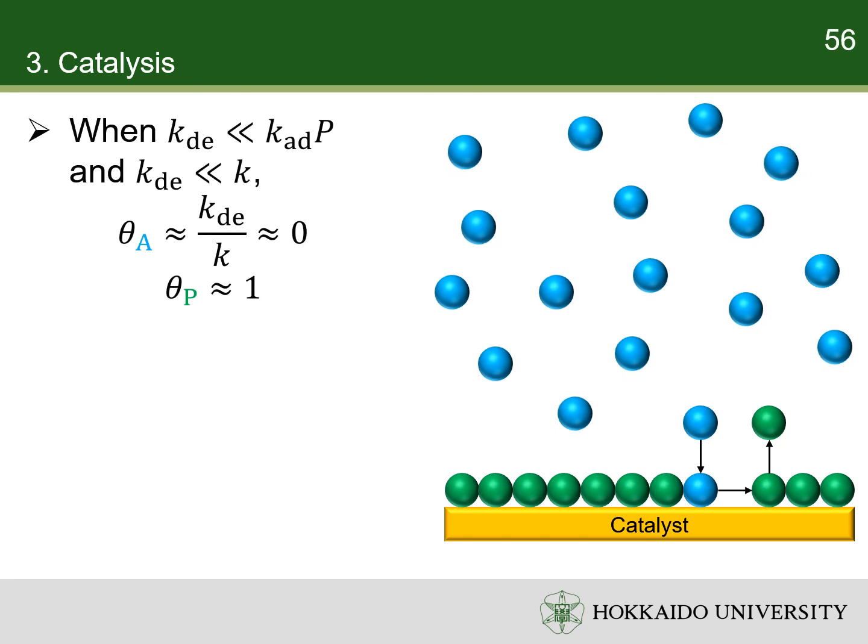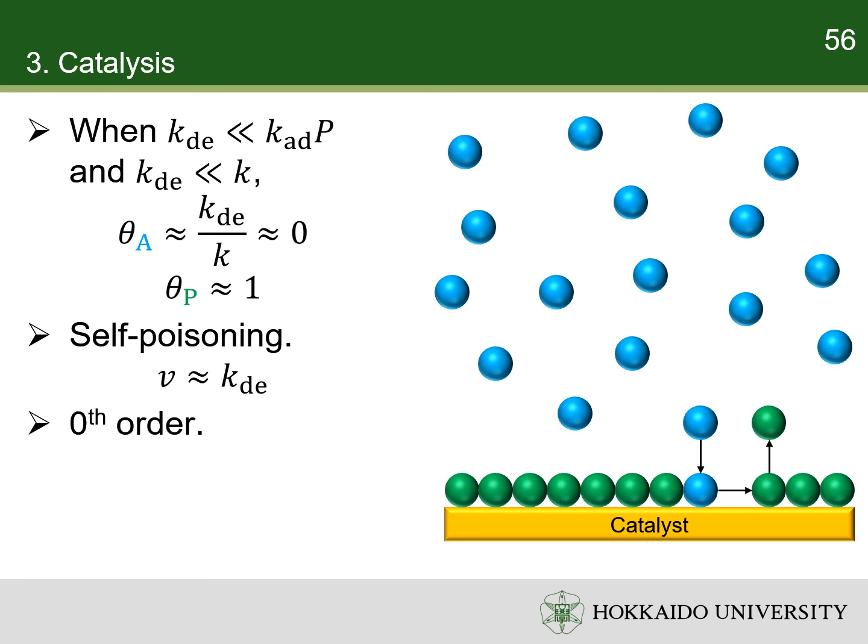When the rate of desorption is very slow, the catalyst is saturated by the product. This phenomenon is called self-poisoning. The rate of reaction is limited by the rate constant of desorption and is independent of the partial pressure of the reactant. The overall reaction behaves like a zeroth-order reaction. For example, in the electrochemical reduction of proton on nickel surface, the adsorption of hydrogen on nickel is so strong that the slow desorption leads to a slow reaction.